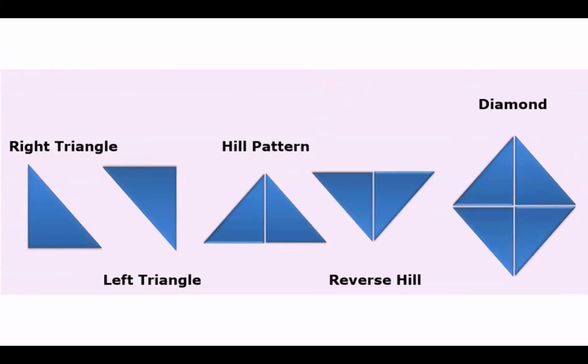First, let's take each and every type of triangle. If asked, this one is the right angle triangle, this is the left triangle, this is the hill pattern, this is the reverse hill, and this is the diamond.